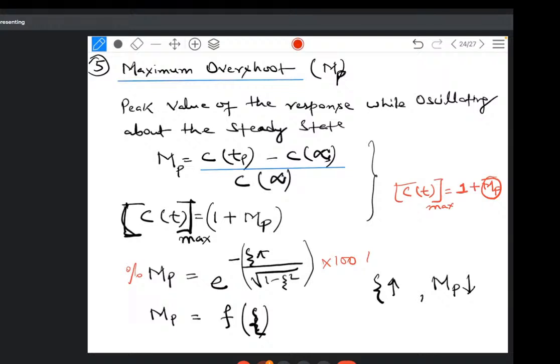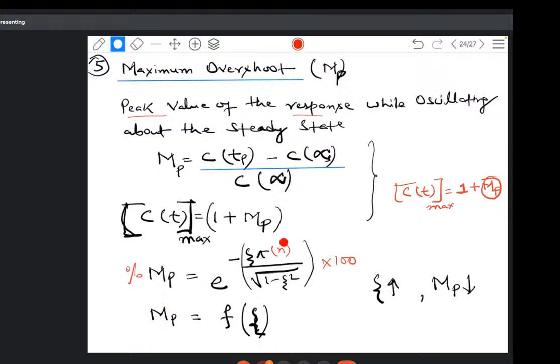Sometimes they will ask you what is the peak value of the second overshoot. So if they are asking you the second overshoot, you have to include a value of n here: e to the power minus zeta n pi by under root 1 minus zeta square. So for second overshoot, n will be equal to 3. Sometimes they will ask you the peak overshoot for the fourth overshoot or second undershoot. For second undershoot, n will be equal to 4.